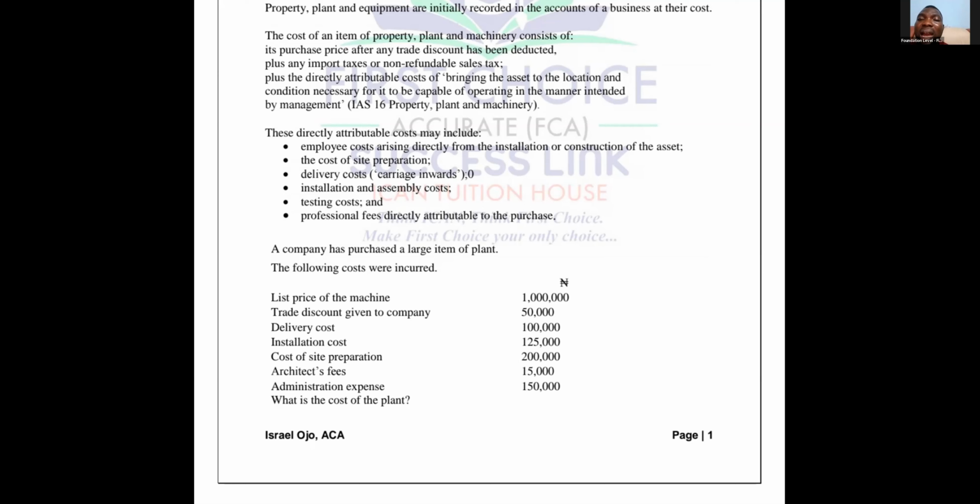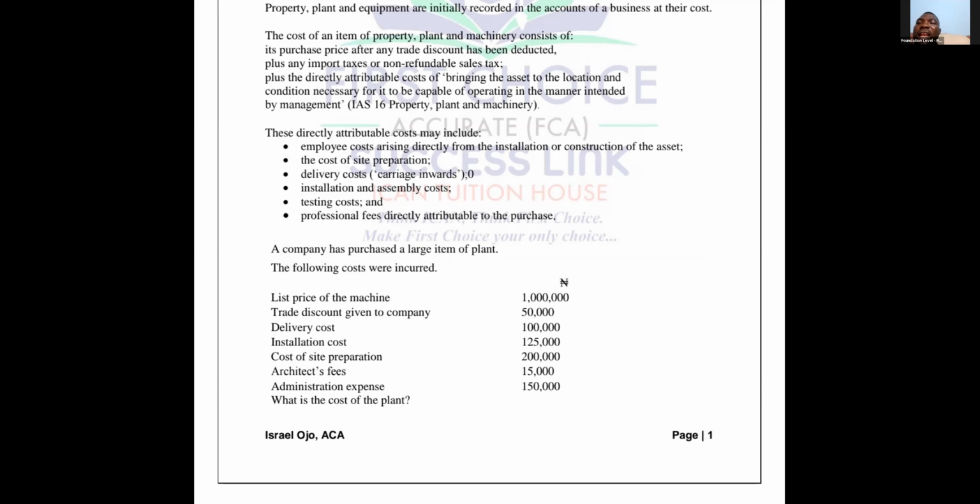Then we have the administrative expenses. Administrative expenses is not a direct cost. If we decide not to buy the plant, we are still going to incur the administrative expenses, either by paying salaries, rent, stationery, water, and the rest. So it means that administrative expenses is not a direct cost. That will not form part of our assets.